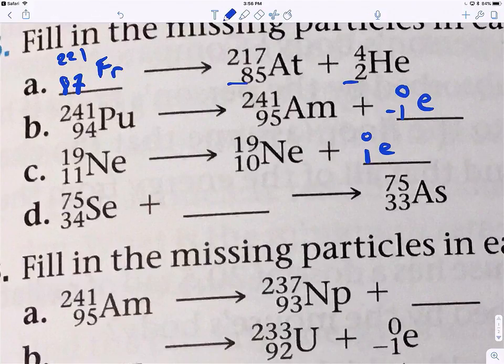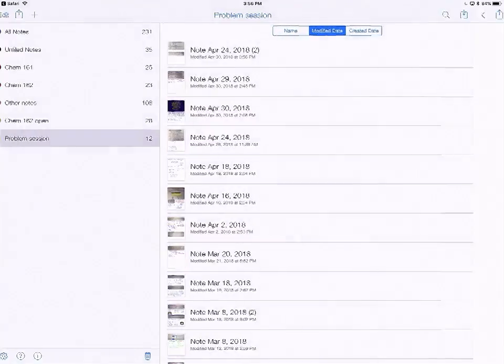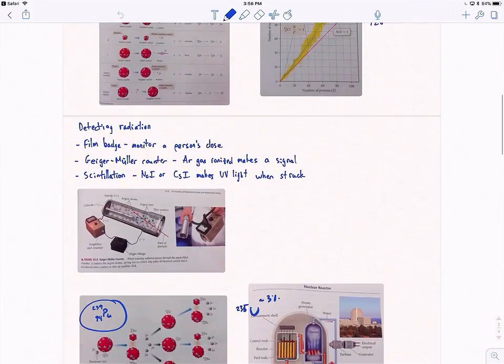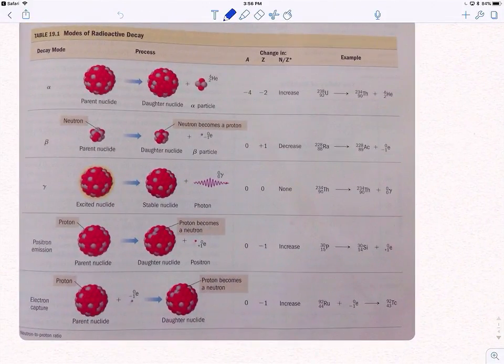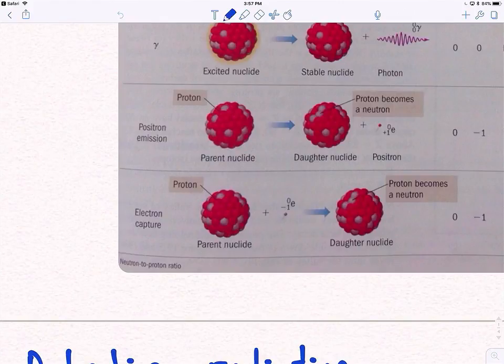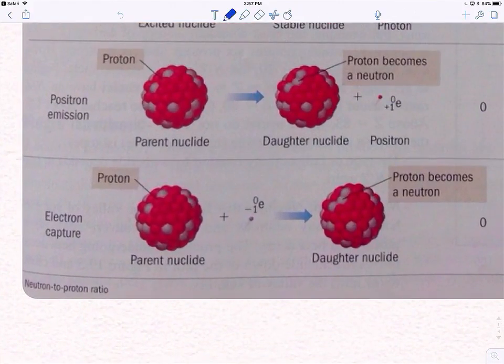So what about the next one? What's D? What was that thing? Beta? Well, it's electron capture. Sometimes called K capture. It's this bottom one. Proton absorbs an electron and becomes a neutron.